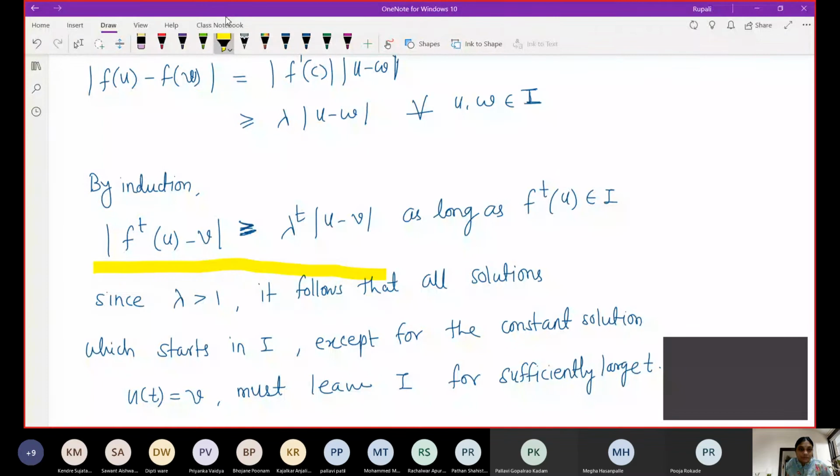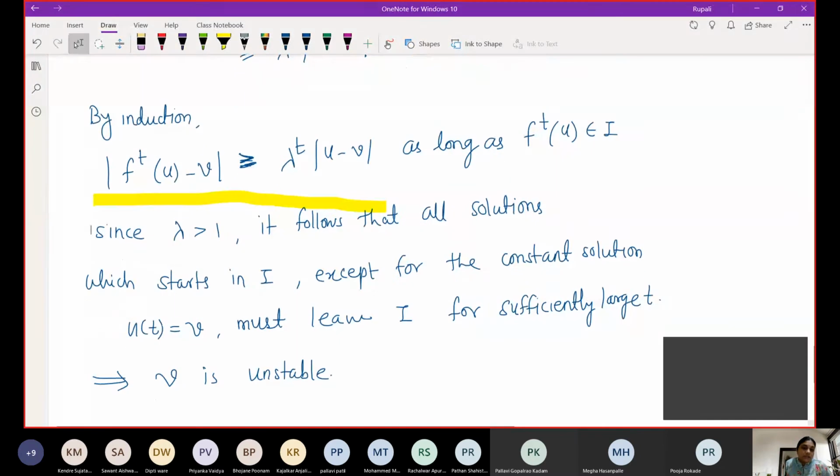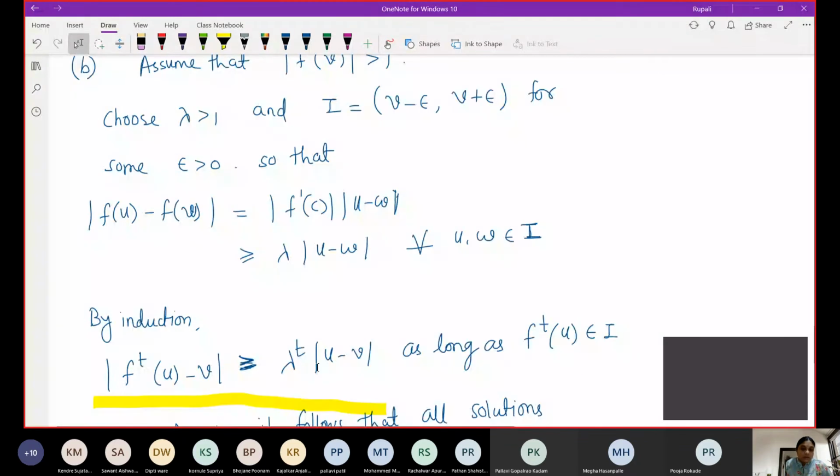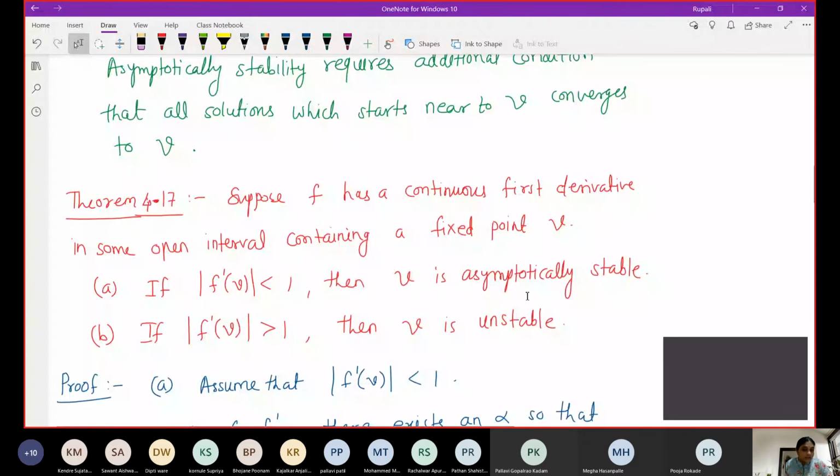So whenever we want to check whether V is asymptotically stable or unstable, it's better to first find its first order derivative and check whether it is less than 1 or greater than 1. If it is strictly less than 1, you can say that it is asymptotically stable. If it is strictly greater than 1, you can say that it is unstable. Is that okay? Yes, ma'am. So now we will take an example.